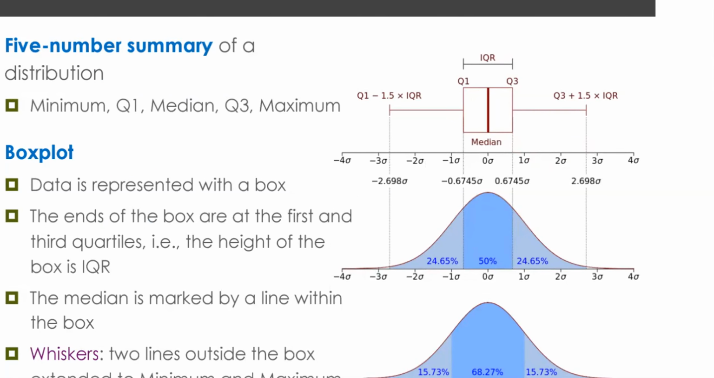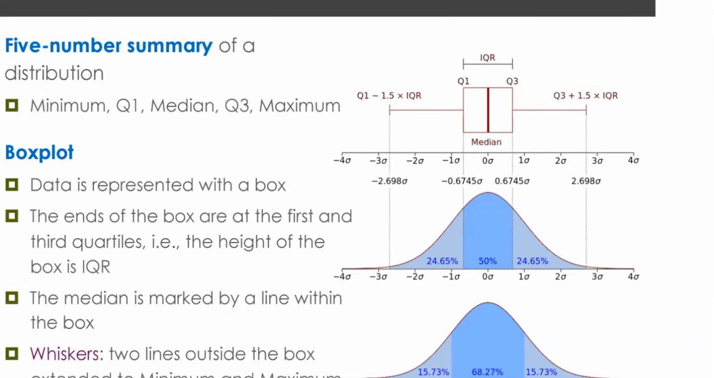One is the minimum value. It is quartile 1 minus 1.5 into IQR. You have already seen this formula in the previous slide. And the next one is the maximum. How can you find the maximum value? Q3 plus 1.5 into IQR. Okay, clear? So this is the way you can find the minimum and maximum values.